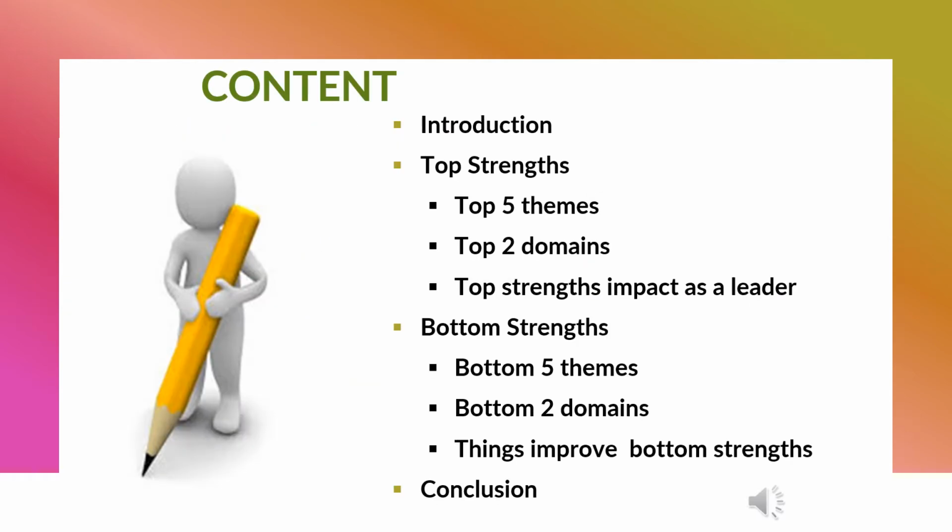The outline is as follows. Introduction. Top strengths: 1. The top 5 themes. 2. The top two domains. 3. How my top strengths will allow me to make an impact as a leader. Bottom strengths: 1. Bottom 5 themes. 2. Bottom two domains. 3. Things to improve on my bottom strengths. And then conclusion.